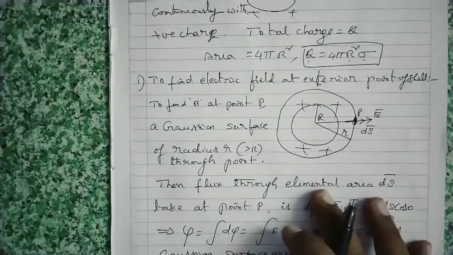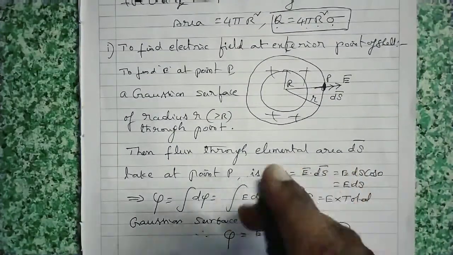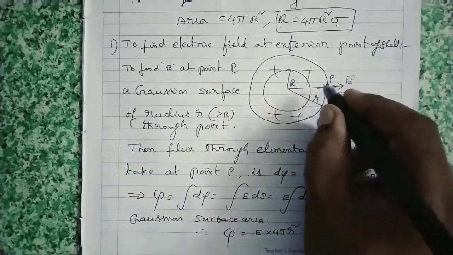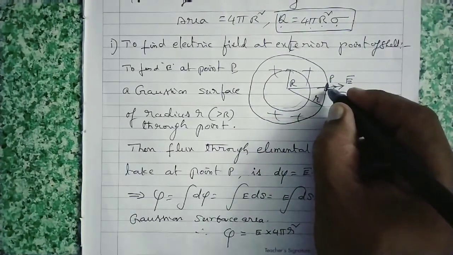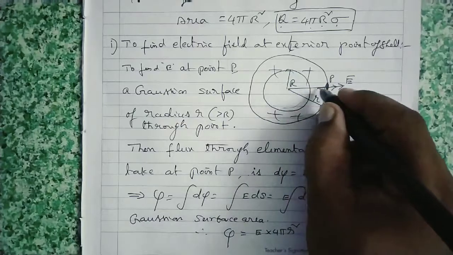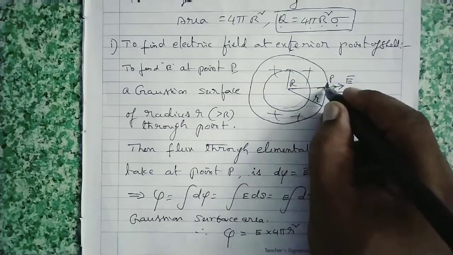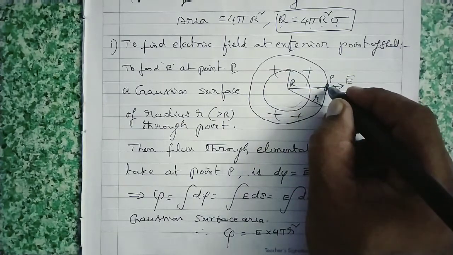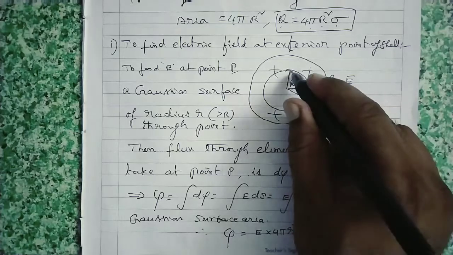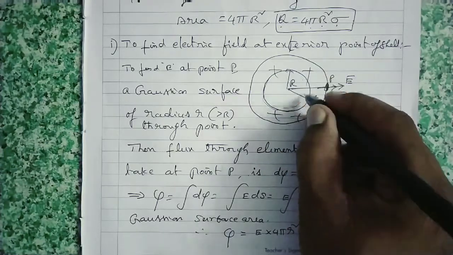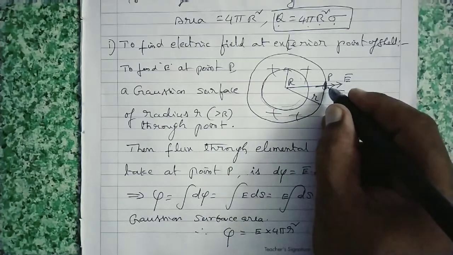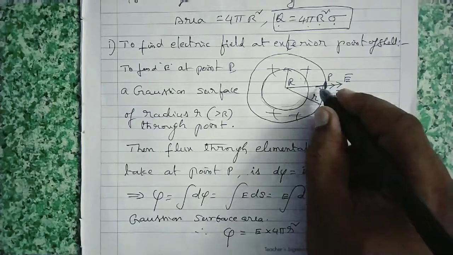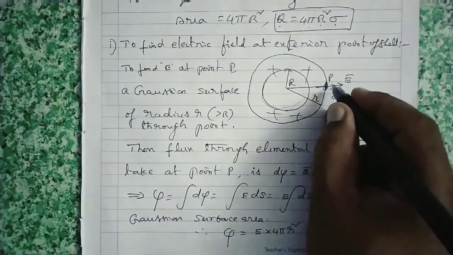Next, first we are finding the electric field at an exterior point. This is a charged shell and this is an exterior point, an outside point, which is at a distance small r from the center. Here small r is greater because small r is the distance of the point where we are finding the electric field, and big R is the radius of the charged shell material. So small r is greater. Now to find the electric field at point P, first we can imagine that the electric field would be radially away. Symmetrically we can imagine like this.